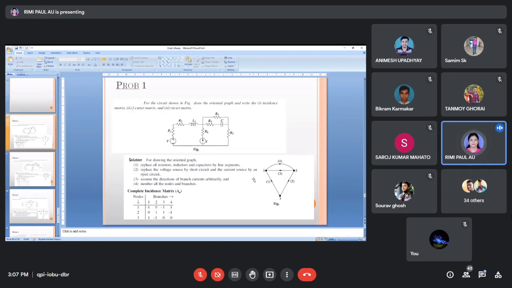So incidence matrix, if I say first nodes 1 2 and 3, and branches 1 2 3 4. So you can take A B C D whatever. Now you can see that for this node current is incoming and 4 branch current is outgoing. So this is +1, this is -1, this is -1, 2 is not connected to this node, so this is 0. Similar way you will find out 2 and 3.